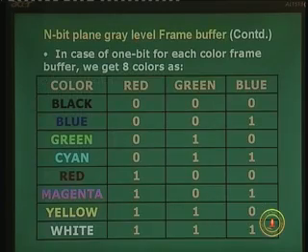We will look into that as we go along, but before that, if we just use n equal to 3, then n bit plane gray level frame buffer. In case of just 1 bit, for each color frame buffer we get 8 colors. Now, if you are used to truth tables for n equal to 3, there are 8 possible values which one can hold in the frame buffer at each pixel position. So, we correspondingly have 8 different colors, and this table shows the corresponding values of red, green and blue.